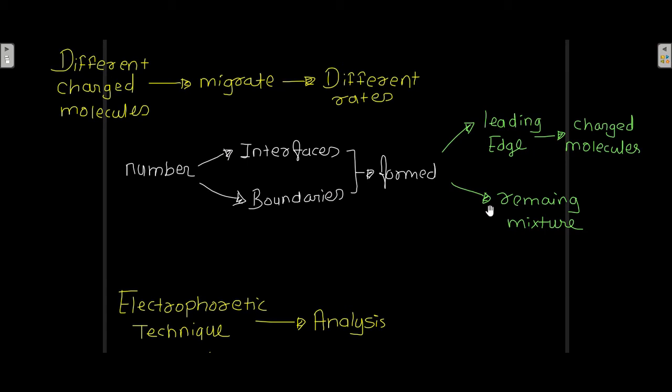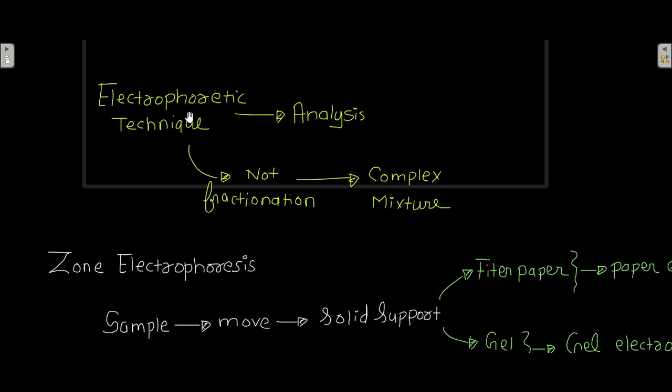That is the reason why this type of electrophoresis is known as moving boundary electrophoresis. Now, this technique is applied for the analysis of a mixture. If you want to analyze some sample, then you use this technique. This technique is not used for fractionation of a complex mixture. It is used for analysis, but not for fractionation.